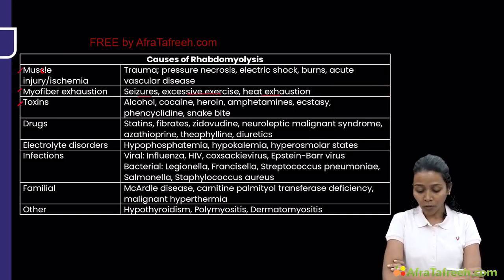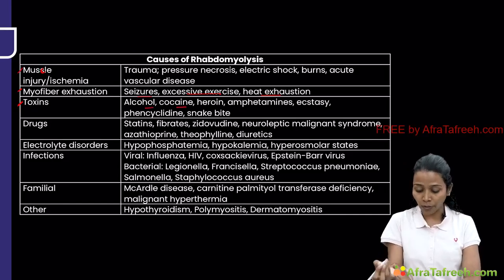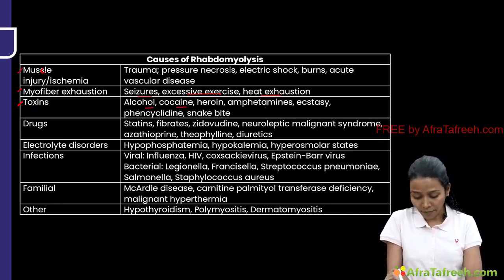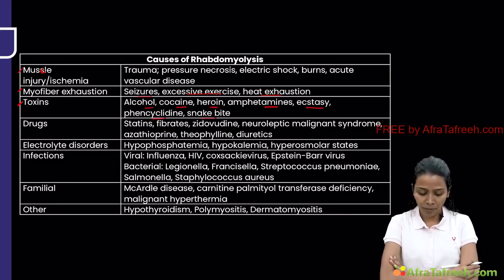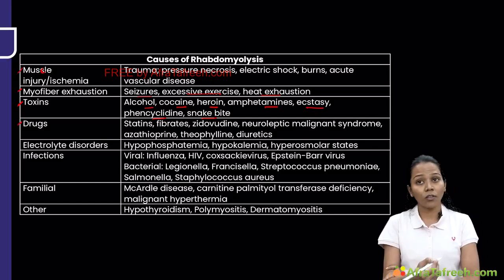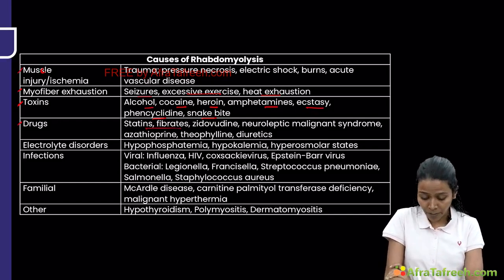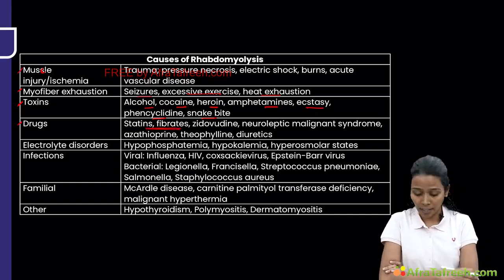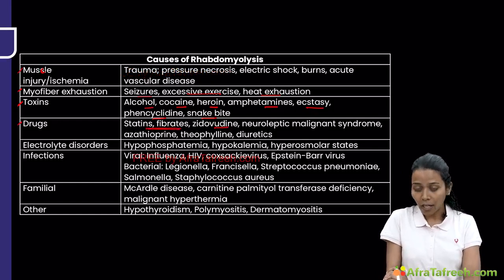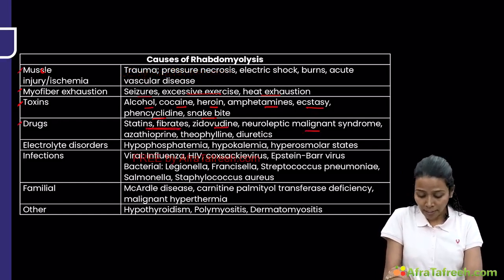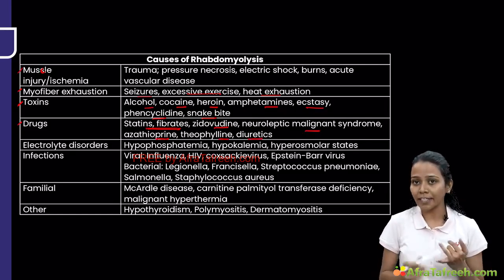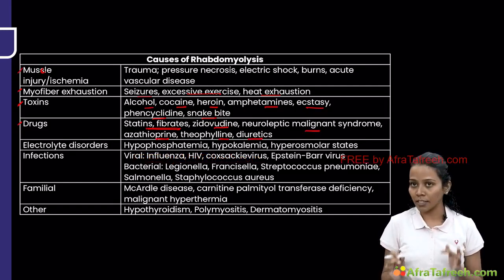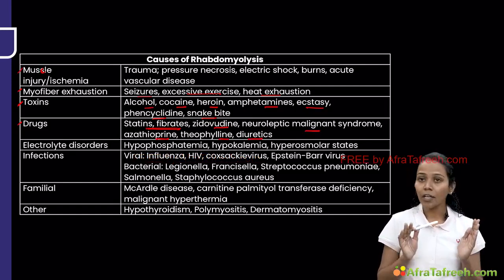Next is if there are some toxins that can lead to rhabdomyolysis, like alcohol, cocaine, which we already discussed, other drugs like amphetamines, ecstasy, phencyclidine, snakebite and heroin. Okay. Next, there are drugs which can cause rhabdomyolysis like statins and fibrates, especially when given together in CKD patients, zidovudine, neuroleptic malignant syndrome, azathioprine, theophylline and diuretics. So the important thing that you have to remember is statin, fibrates and zidovudine. Okay, so these three are the drugs that can cause rhabdomyolysis.